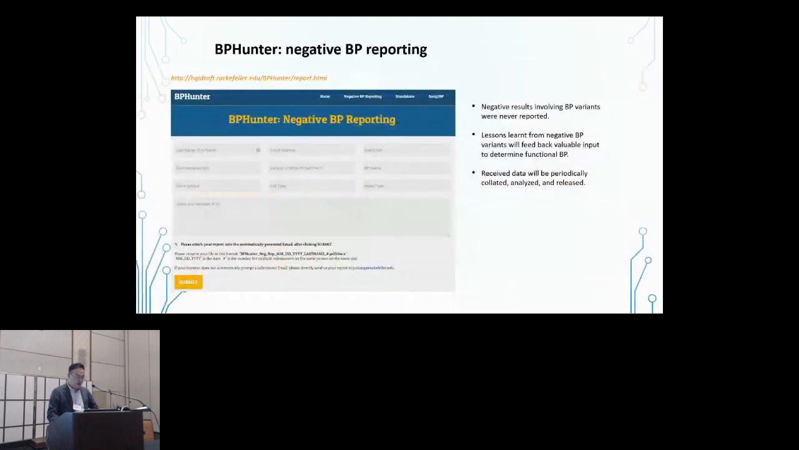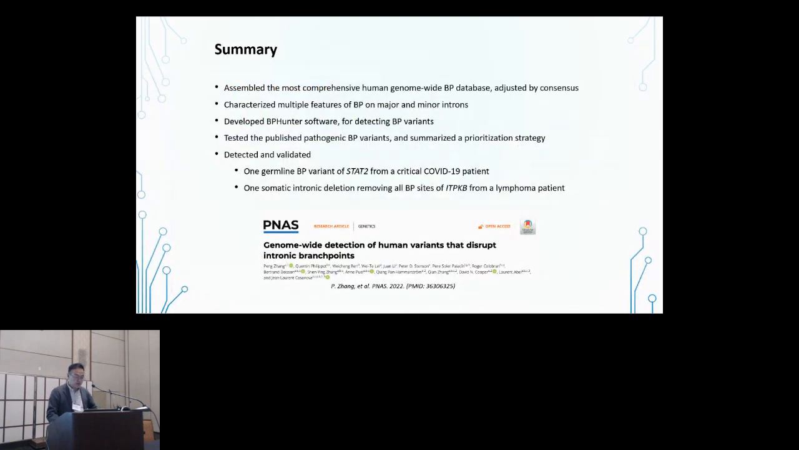Finally, we also have this negative BP reporting system because we want to treasure these negative results which can never be published. So I want to go through the summary.